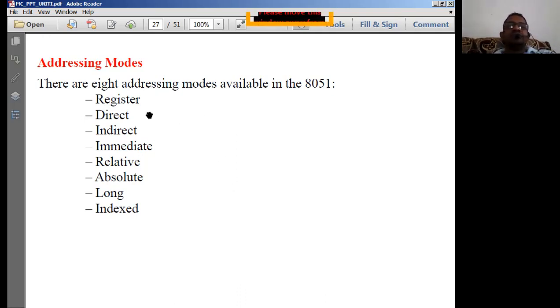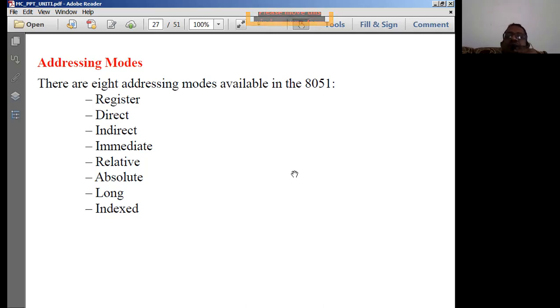We have various addressing modes: register, direct, indirect, immediate, and indexed addressing mode. These five addressing modes are already there in the 8086 or 8085 microprocessor, and they are already dealt with there. The same kind of concept is incorporated in the 8051 microcontroller as well.